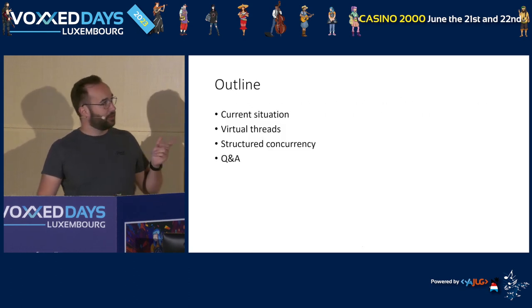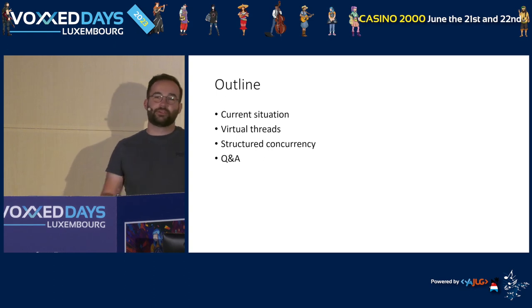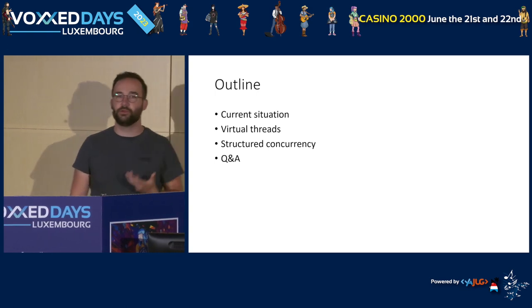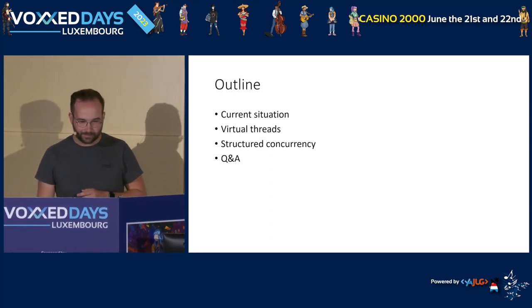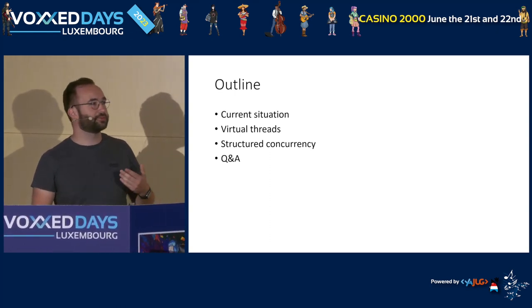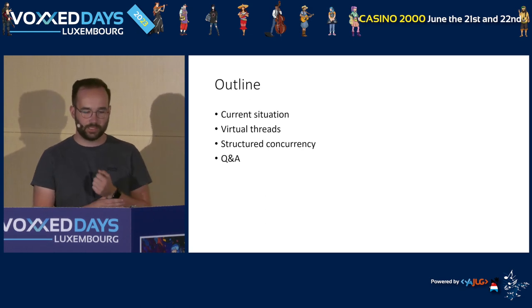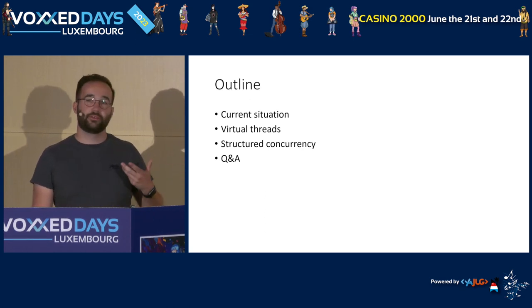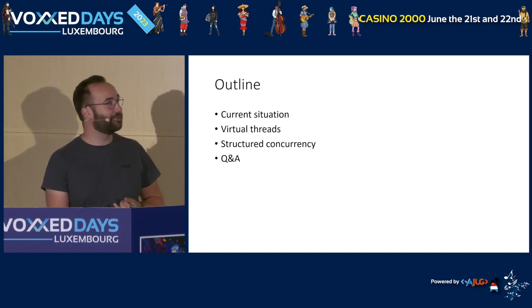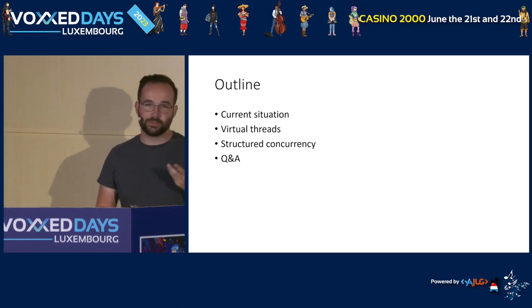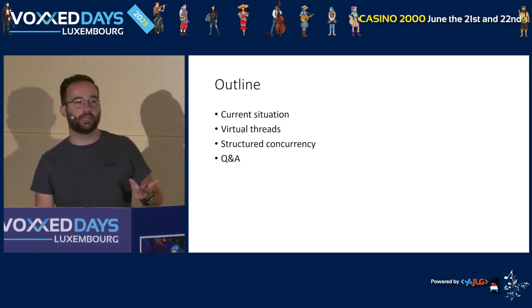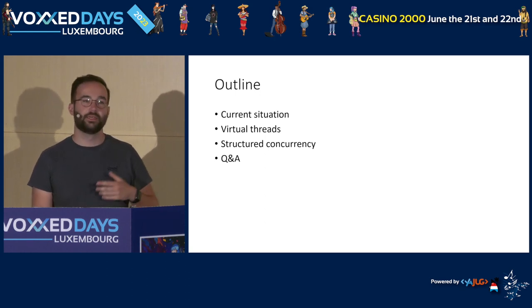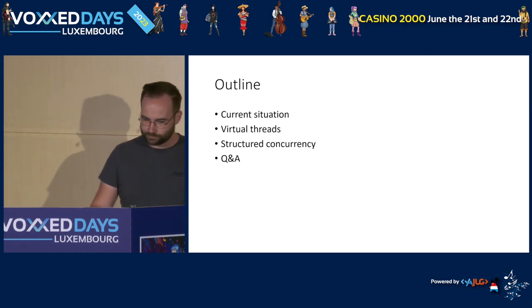And let's get started with the outline. I'm going to tell you first about the current situation: what kind of threads do we currently have inside Java, what are we using, how do we use them, and what are the problems that we are facing. And then I will slowly go into virtual threads. What are they, how do they work behind the scenes? And I will show you how you can create a lot of them, because that's what they are really known for. And then when you have a lot of virtual threads, you want to somehow manage their lifetimes, and then we will go into structured concurrency and see how that helps you manage those lifetimes. And at the end, there is some time for a Q&A.